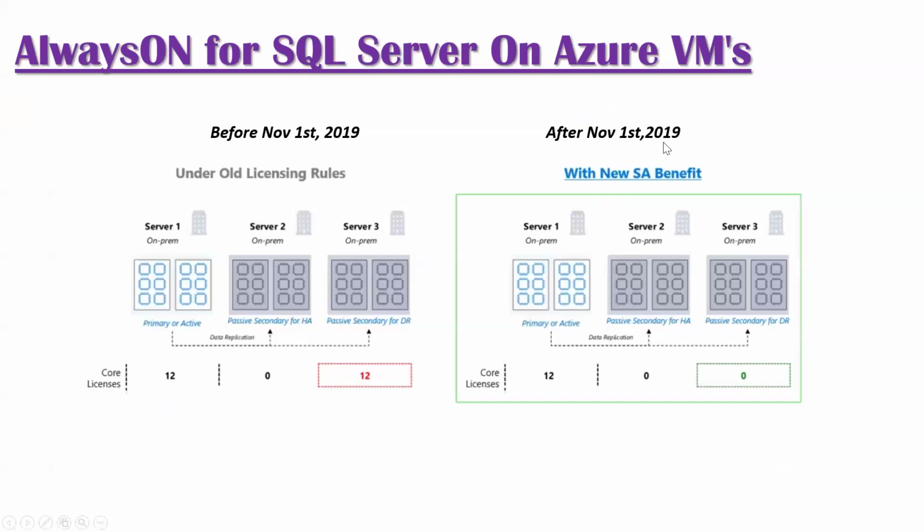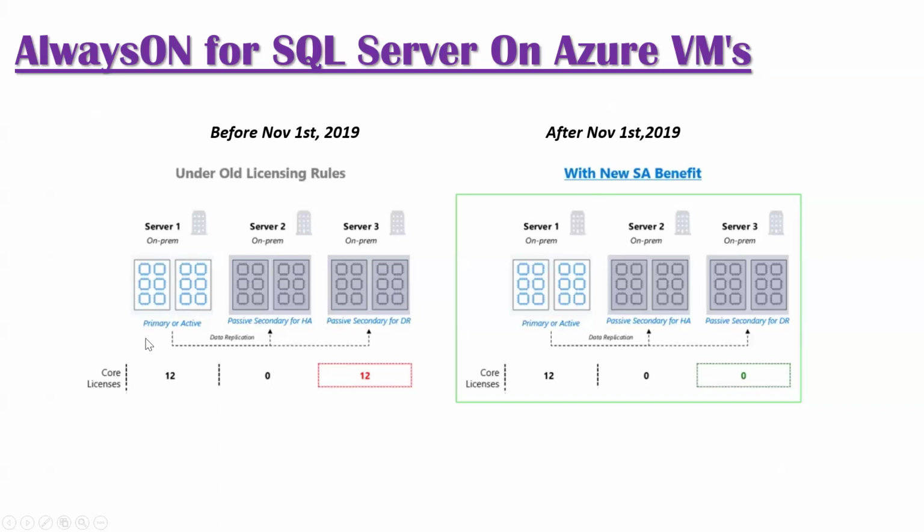From November 1st, 2019, there is a little change in the licensing part as well, sir. Before November 1st 2019, how the licensing rule was working, and from November 1st 2019, how licensing works on premises. When you are having high availability, especially if you go for Always On, how Microsoft is charging: for example, you are having three instances, and one is primary.